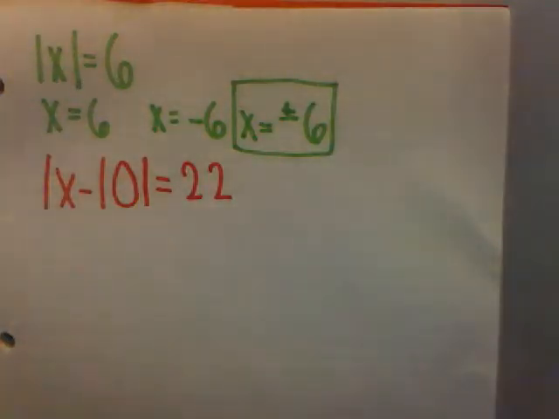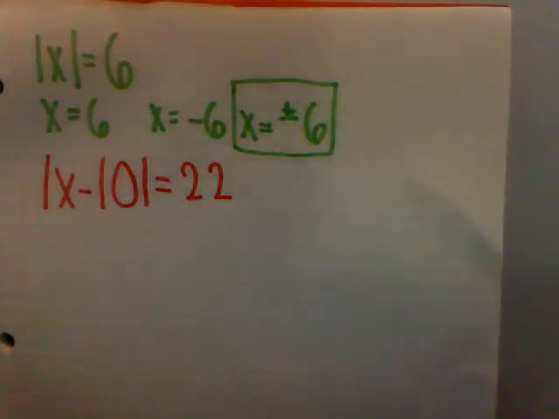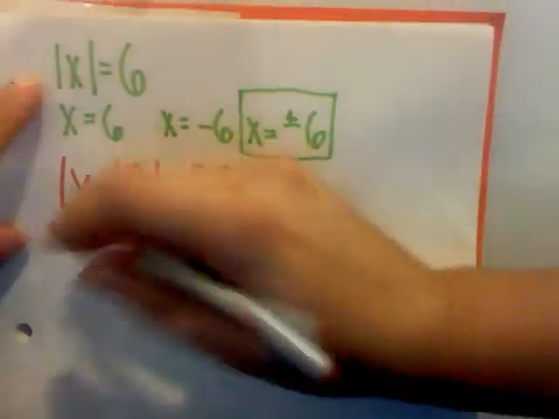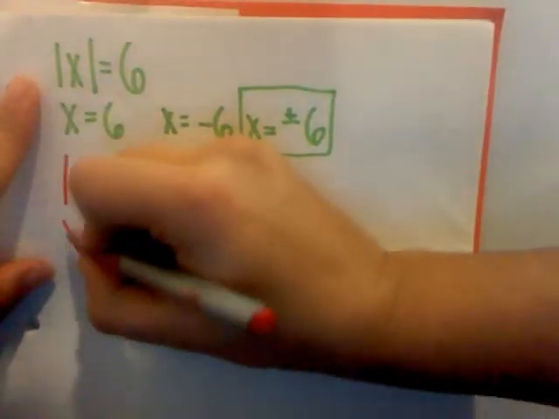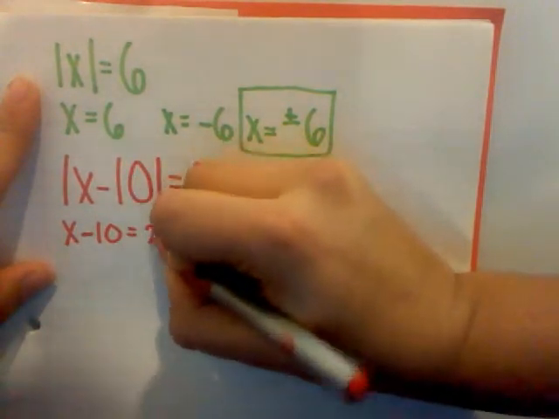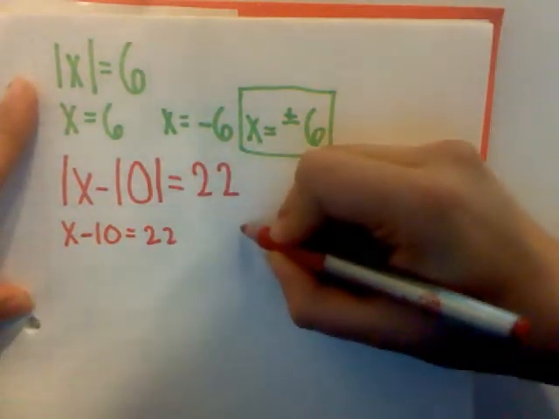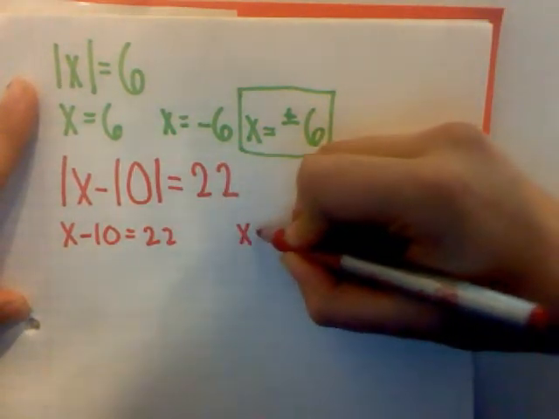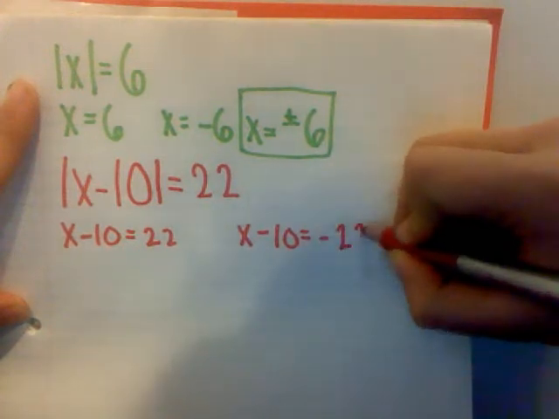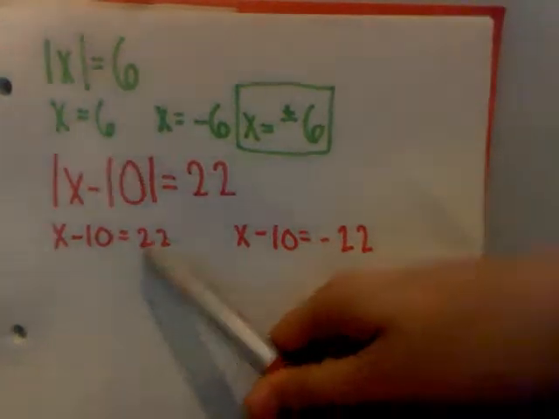Alright, next one. We have the absolute value of x minus 10 equals 22. So again, we're going to split our equation. So we're going to have one exactly like this. So it's going to be x minus 10 equals 22. And the other one's going to be x minus 10 equals negative 22. So let's do this one first.